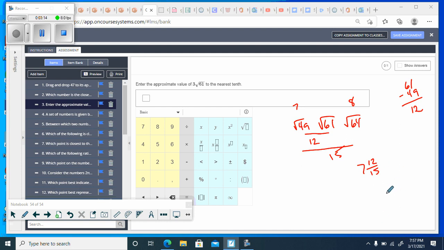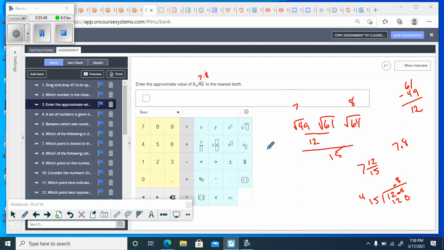Okay, so we're talking about 7 and 12/15. So let's divide 12 by 15. 15 can't go into 12, but it can go into 120. Let's see. 15, 30, 60 would be 4 times. So let's try 8 times. 8 times 5 is 40. 8 times 1 is 8, 9, 10, 11, 12. Okay, 0.8, 7.8. So the square root of 61 will be about 7.8.